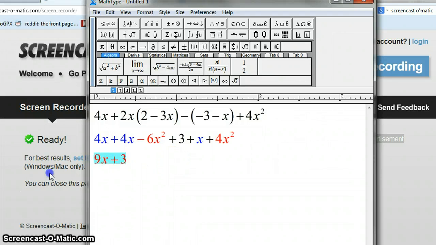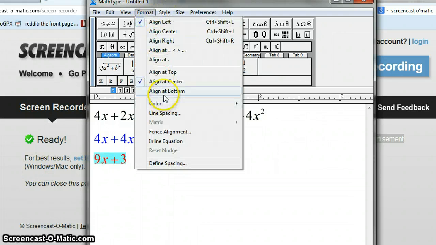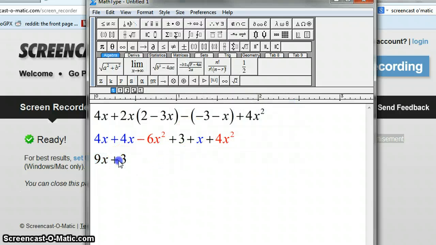Oh, sorry, this is all red. I'll make it black again. And then we combine this minus 6x squared and this plus 4x squared. So that's minus 6 plus 4 is minus 2x squared. And typically you order these things from highest exponent to lowest exponent. So we'll have minus 2x squared plus 9x plus 3. And this should be our final answer.